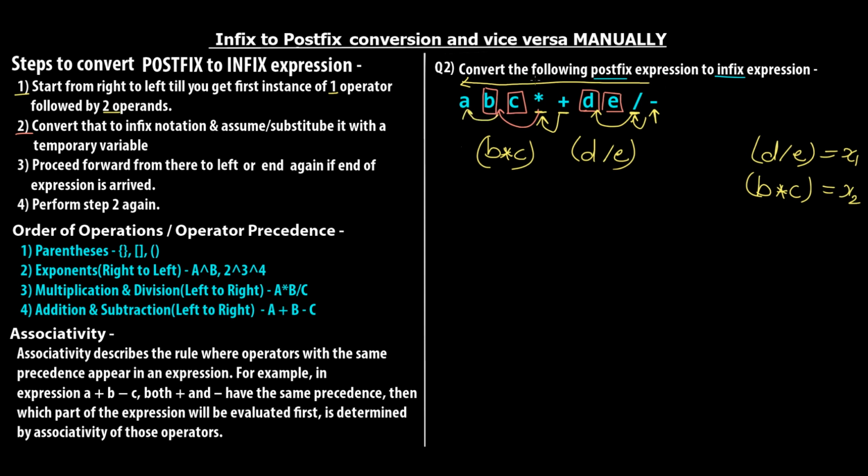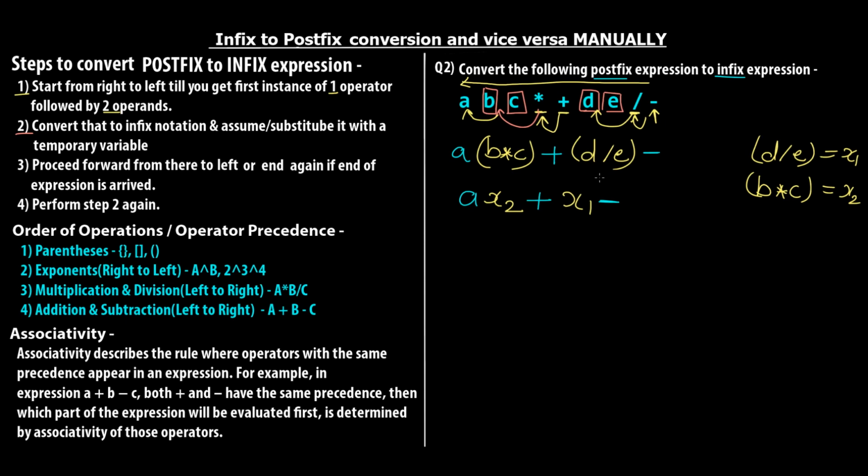So in one sweep from right to left, we did two conversions, and the remaining things will be as they are. So A will be as it is, we will have plus as it is, and we will have minus as it is. So ultimately when we substitute B star C as x2 and D by E as x1, we will get A, B star C is x2, then we have a plus operator, then D by E has become x1. So I'll write x1, and then we have a minus operator. Okay. So again, proceed forward from there to the left or end, which means after one sweep we reach the end, and then we start again and we scan again with all the operators.